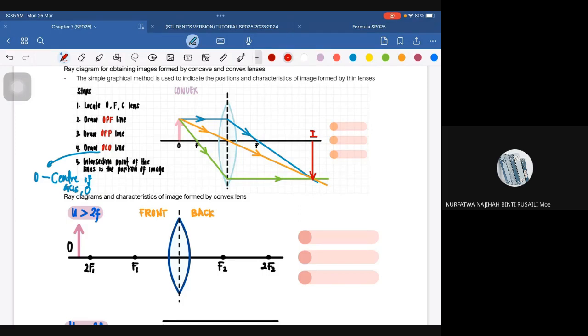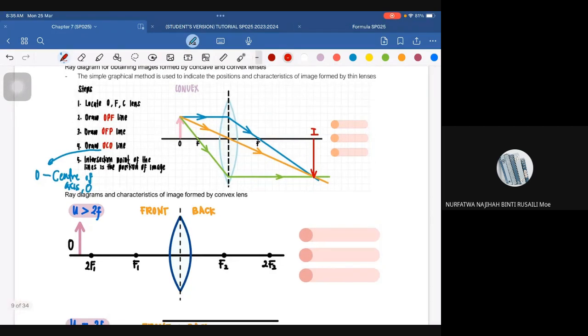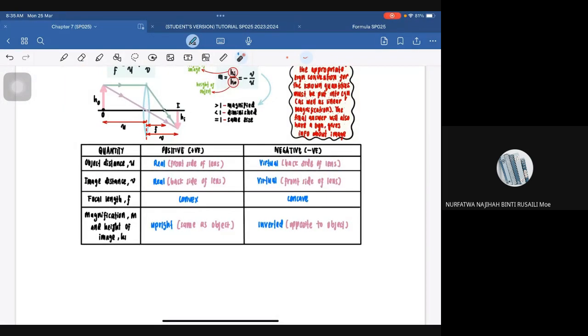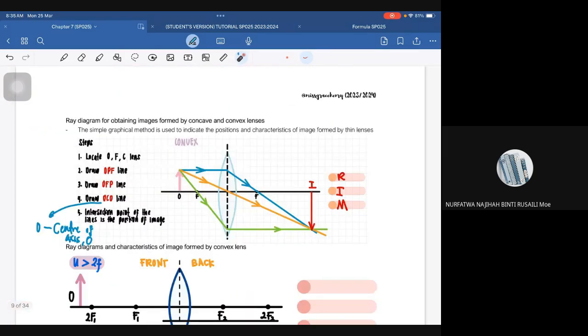So first, what do we know? First, I will give you the keyword first, RIM. So it helps you memorize the front part. So this is RIM, RIM. First, since this image is formed behind the lens, opposite to the object, if the image is formed behind the lens, which is at the back side of the lens, this is known as a real image. So the first characteristic is real.